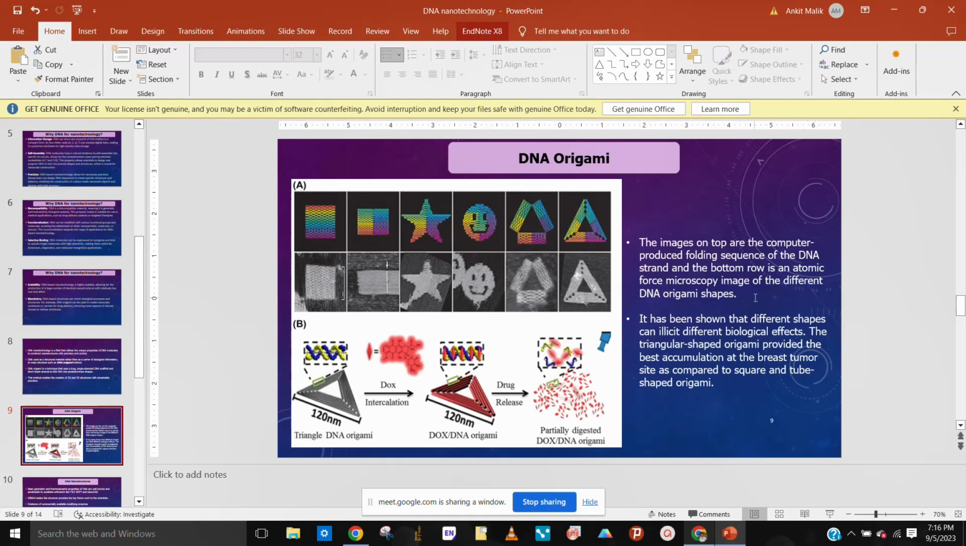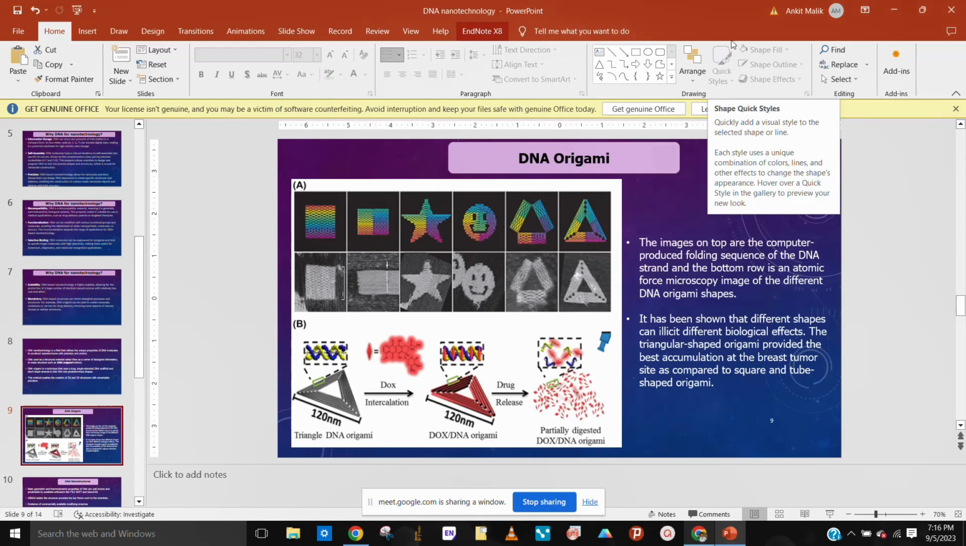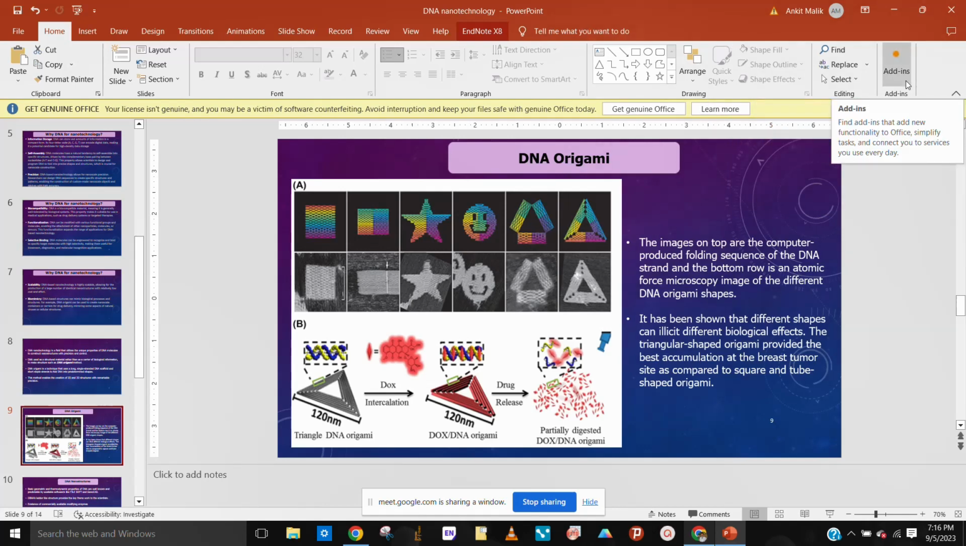So in the B section, it has been shown that different shapes can elicit different biological effects. The triangular-shaped origami provided the best accumulation. This is an example: triangular DNA origami is used for breast cancer treatment. Here the breast tumor site is compared to the square and tube-shaped origami. So in the breast cancer case, the triangular DNA origami is preferably used with respect to circular, star-shaped or rectangular ones. So triangular DNA origami is the best preferred for breast cancer, as you can see in the B section of figure 3.